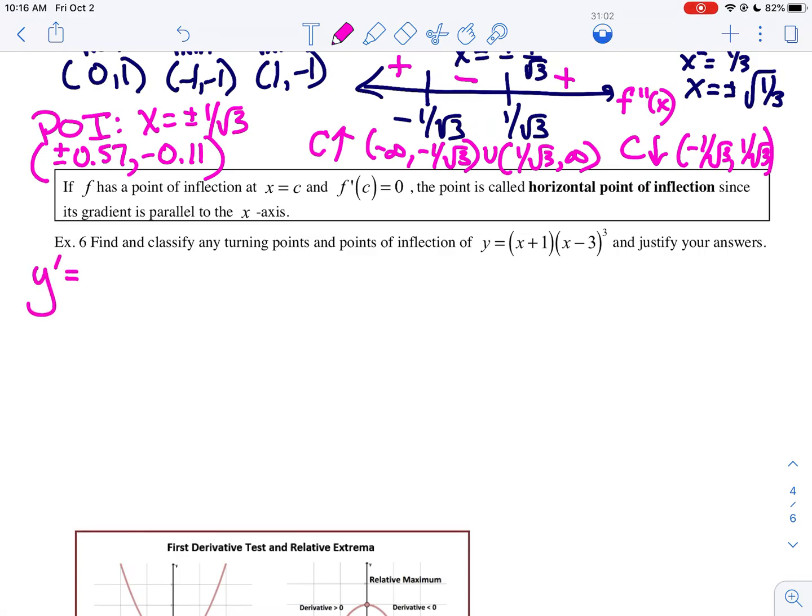So I'm going to find the derivative. I'm going to do the first times the derivative of the second, plus the second times the derivative of the first.